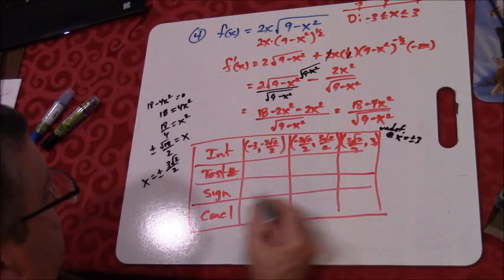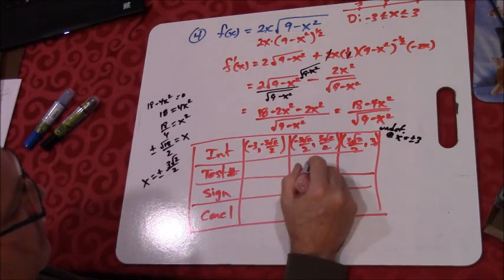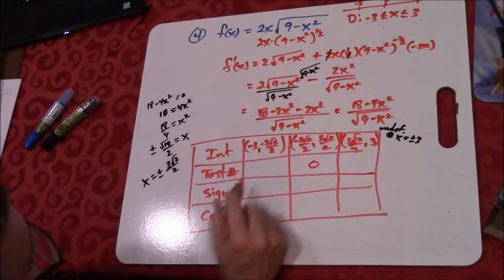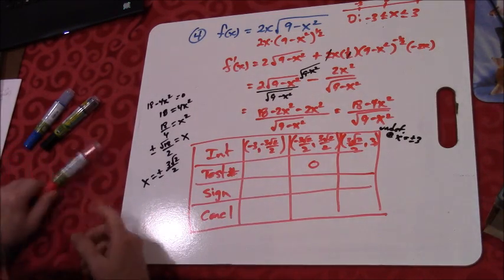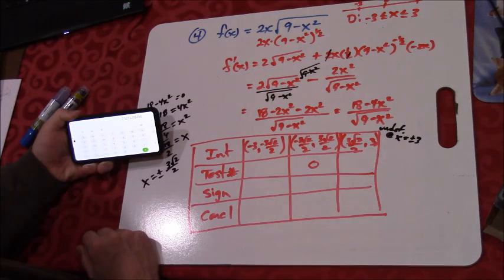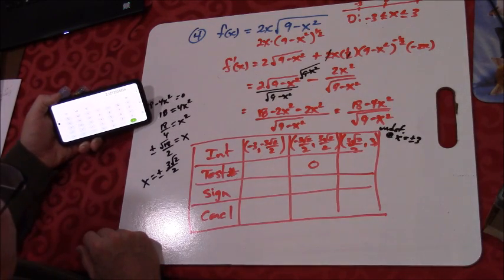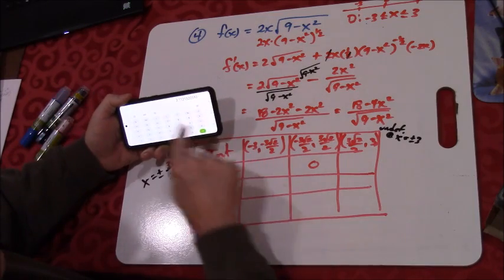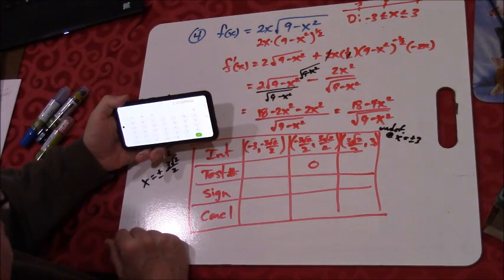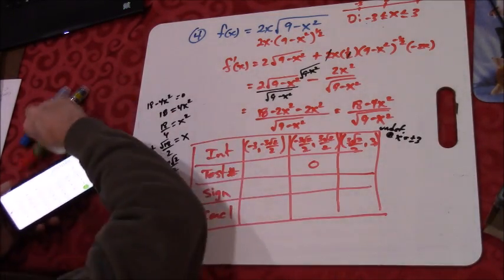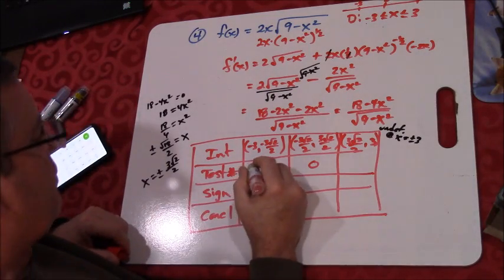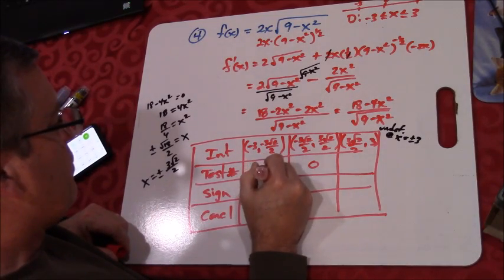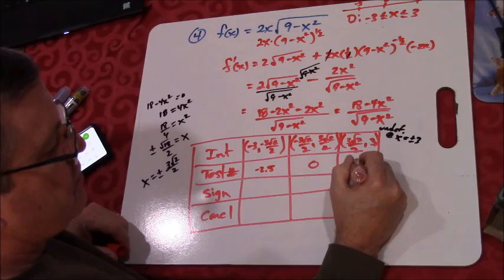There's my intervals. So I know what the test number is here, but I don't know what this is equal to, so I guess I'm going to have to find that out. There's what I get. So it's about 2.1, well this will be negative, 2.121. So if I go negative 2.5 right here, I should be okay. And over here I'll go positive 2.5.